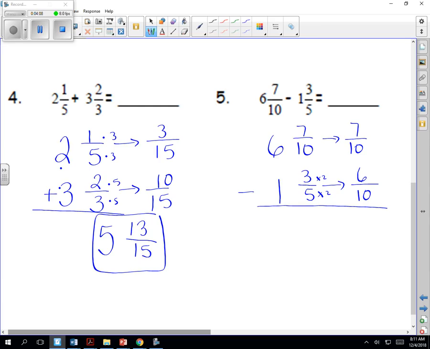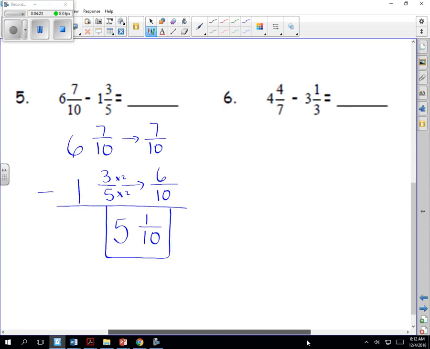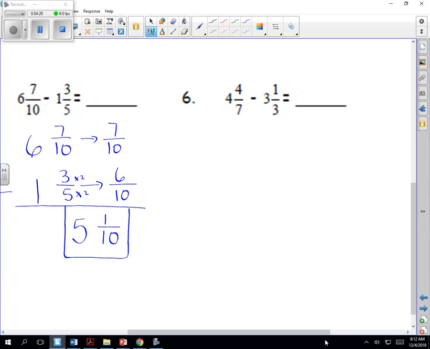But I'm subtracting, so be careful. Don't add the numerators, we're subtracting. So 6 minus 1 is 5. 7 minus 6 is 1. And our denominator is 10. Okay. Moving on to number 6. And again, if I'm going too fast, remember you can stop the video, go back and rewind if you need to, but I'm going to just keep moving at this pace.